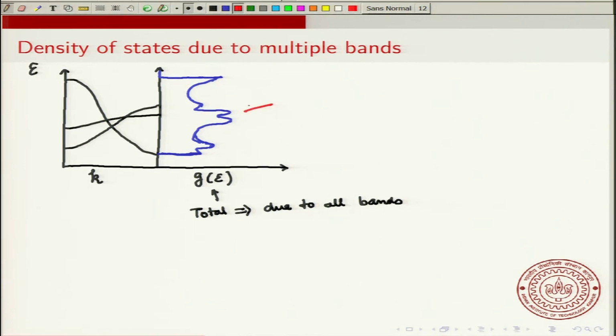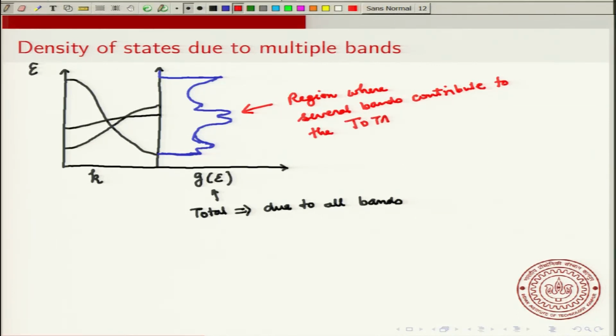Let me emphasize that this is a region where several bands contribute to the total density of states. So, this is the picture of the density of states due to multiple bands.